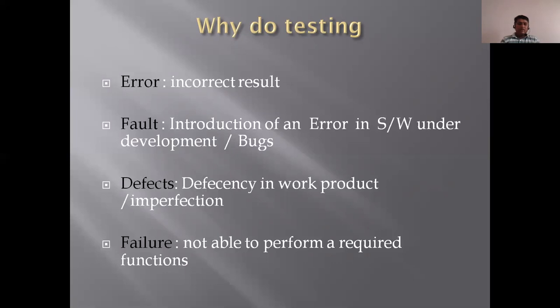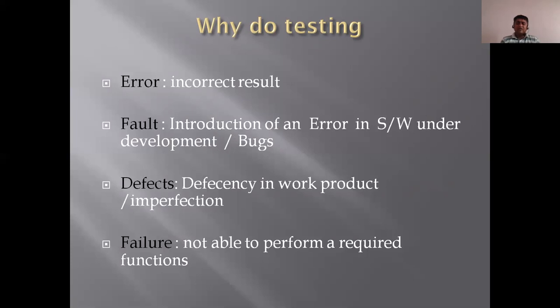When a human performs any operation or action and the result is incorrect, we say that an error has been generated. A fault is the introduction of an error in software under development. That is the bug, sorry, defect: a deficiency or imperfection in a work product. And failure is not being able to perform the required function. That is called a failure.